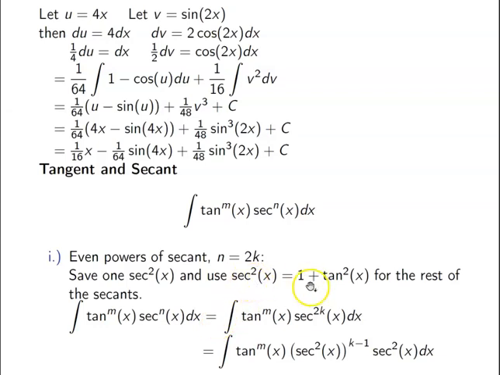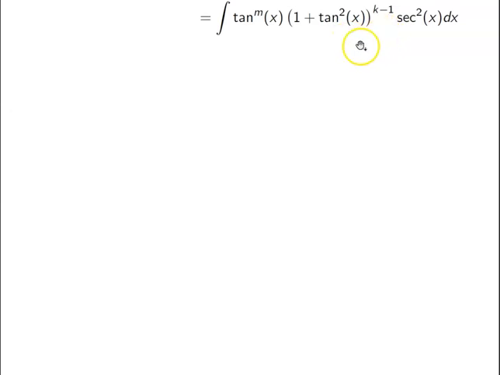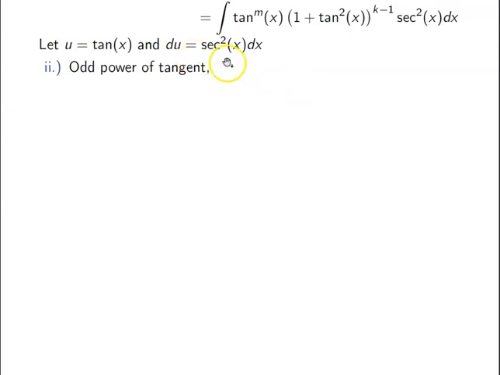I will turn those into 1 plus tan squares, right? And then everything is in terms of tangent now, and then this will be my du. So I'm going to say u is tangent. This turns into u times 1 plus u squared to the k minus 1 power. This will turn into du, right? So you differentiate tangent, you get secant squared, right?